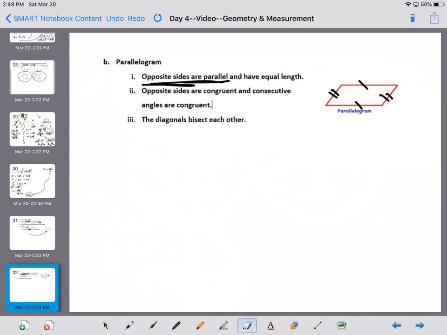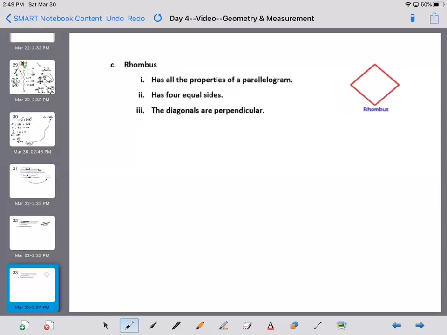We'll also say the diagonals bisect each other. Bisecting means that they cut each other into equal lengths, here and here and here and here. A rhombus has all the properties of a parallelogram, and it has four equal sides. The diagonals are perpendicular.